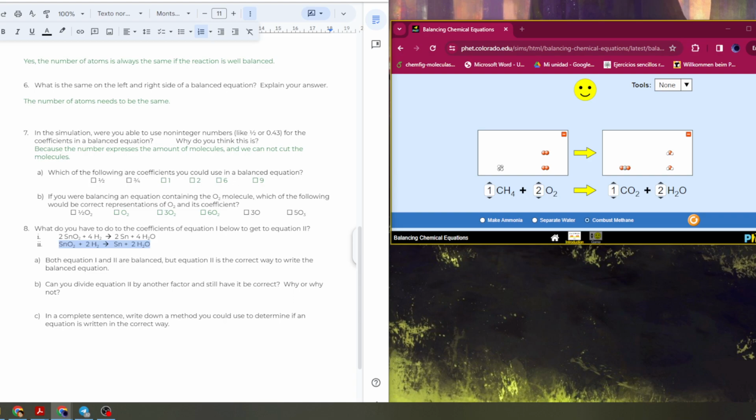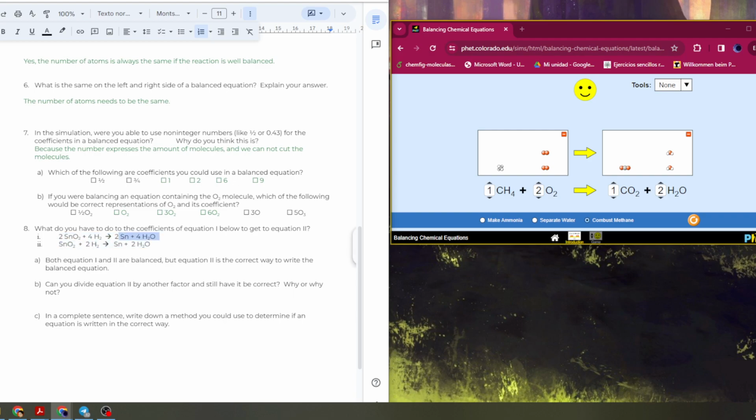So what happened between the first and the second? We have divided every coefficient by 2. 2 entre 2, 1. 4 entre 2, 2. 2 entre 2, 1. 4 entre 2, 2. Okay? If you remember, chemical equations work as a mathematical equation. If you divide everything by the same number, the equation remains the same. Okay?